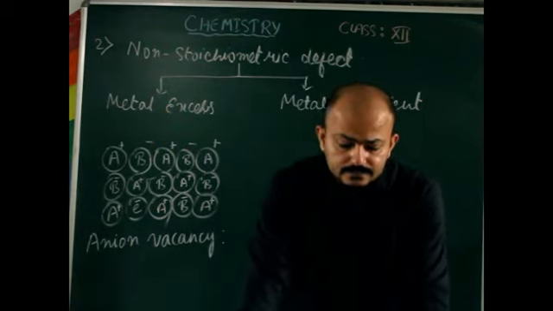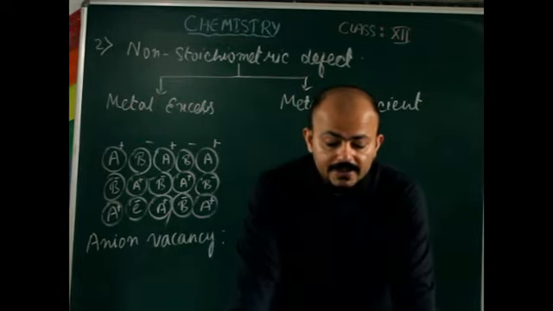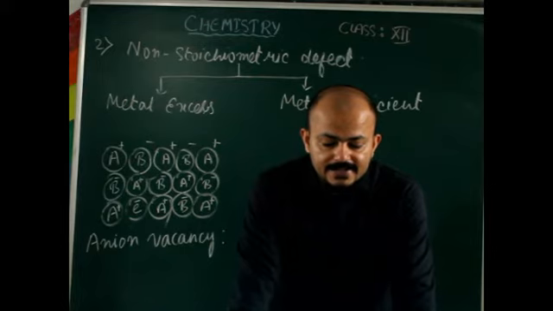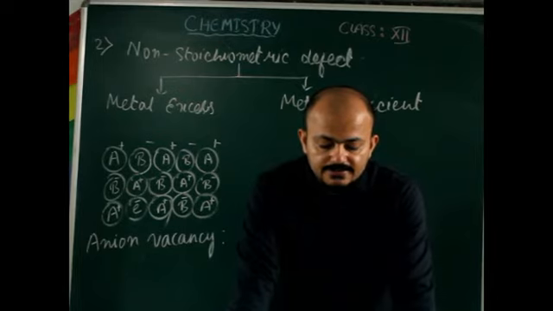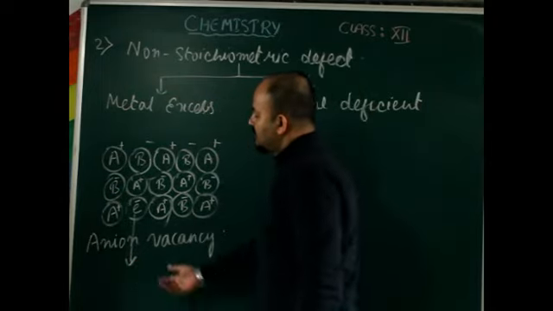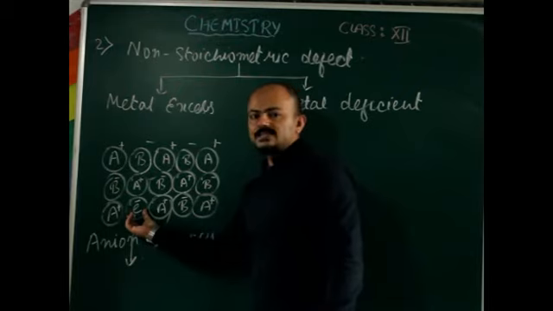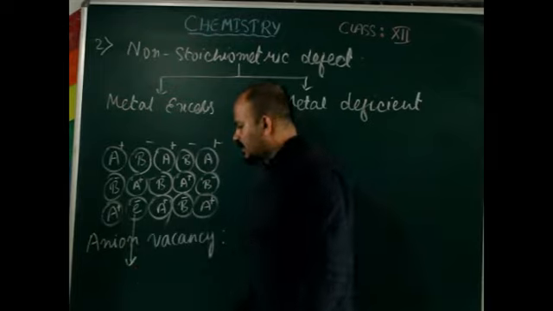So let me read out what they have written. When a negative ion is missing from its lattice site and if in its vacancy an electron associated previously with it is present, the defect is called metal excess defect due to anion vacancies. Now, the electrons trapped in anion vacancies in metal excess defect are called F-centers. So here, the electron is trapped within this system.